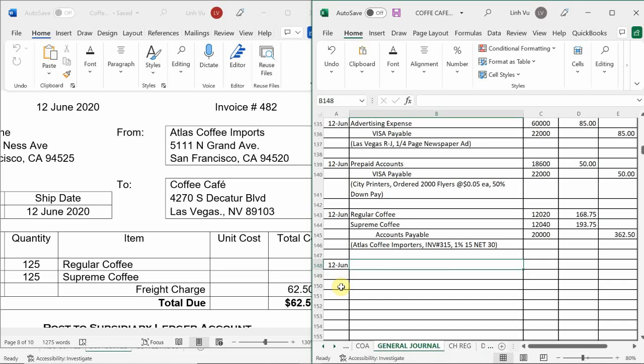We're going to put it into our inventory, right? Because if you remember that rule in chapter 7, whatever extra cost, extra expense, it's all going to go into inventory. So in this case, regular coffee and Supreme Coffee.